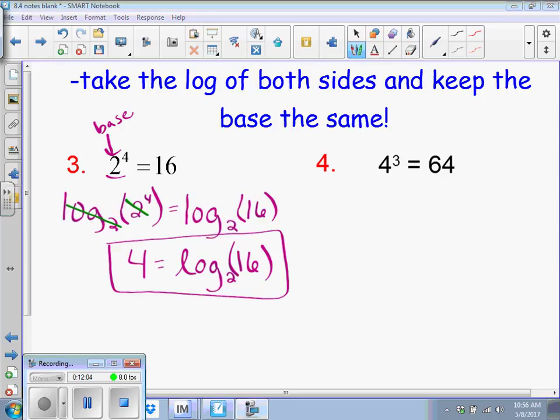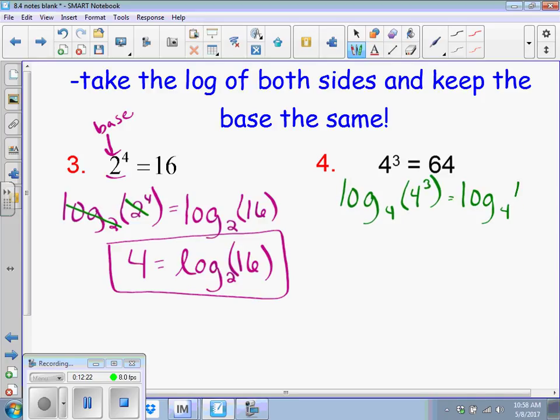You're going to take the log base what of both sides? Log base 4 of both sides. All right. So we're going to take the log base 4 of both sides. Log base 4 of 4 to the 3rd equals log base 4 of 64. Well, these cancel each other out, leaving you with just 3 equals log base 4 of 64.